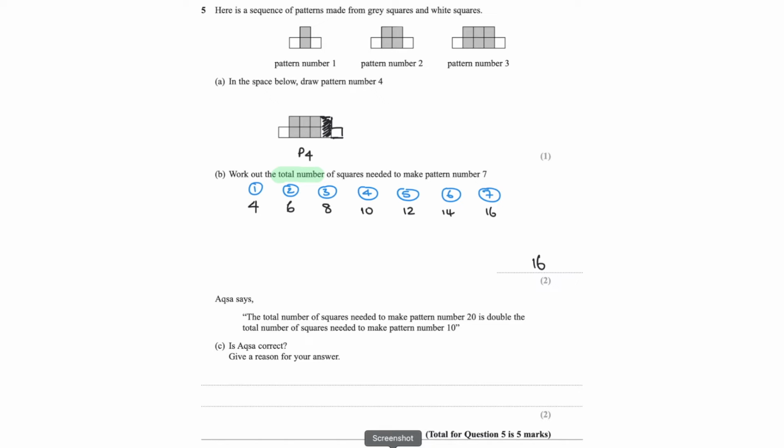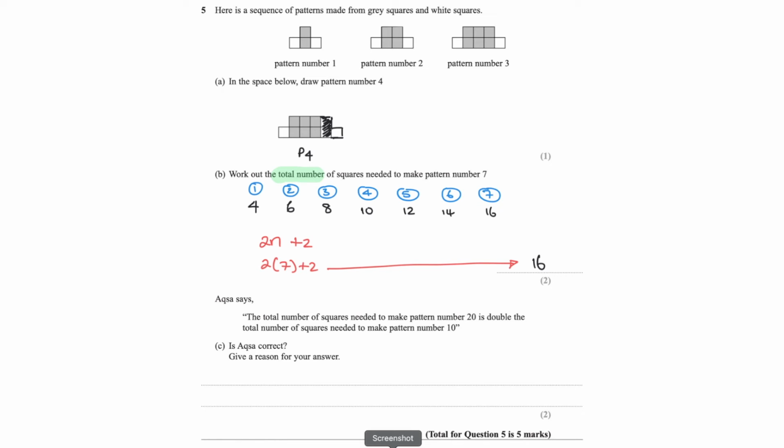Another way you could have done it, and please don't add this to my 5 minutes, but I'm just showing you another way you could have done it. I'm going to do this in red, is that I can see the patterns going up in 2s there. So I can find the nth term and I can say 2n and then add 2. And so if I want pattern number 7, change the n to a 7, which will then be 2 times 7 add 2, which will still give us 16 there. Okay, so you've got a couple of options and you'll get your mark for those.